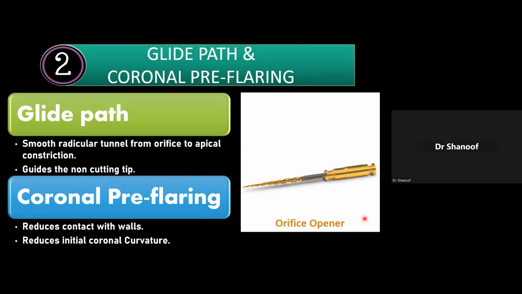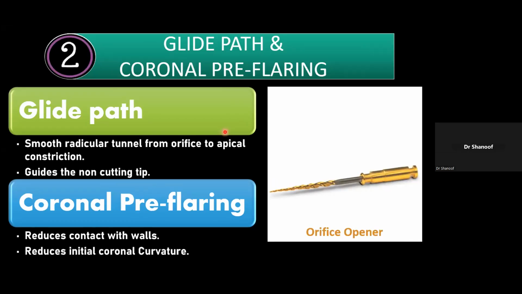As a next step, you should always prepare a smooth tunnel-like preparation from the orifice to the apical constriction. This is called a glide path, which should be done with 15 or 20 K files. This glide path will guide the non-cutting tip of the rotary NiTi without any obstruction. And then it's very important to enlarge the canal using orifice enlargers. This not only reduces the contact with the walls, but it also reduces the initial coronal curvature of the canal.